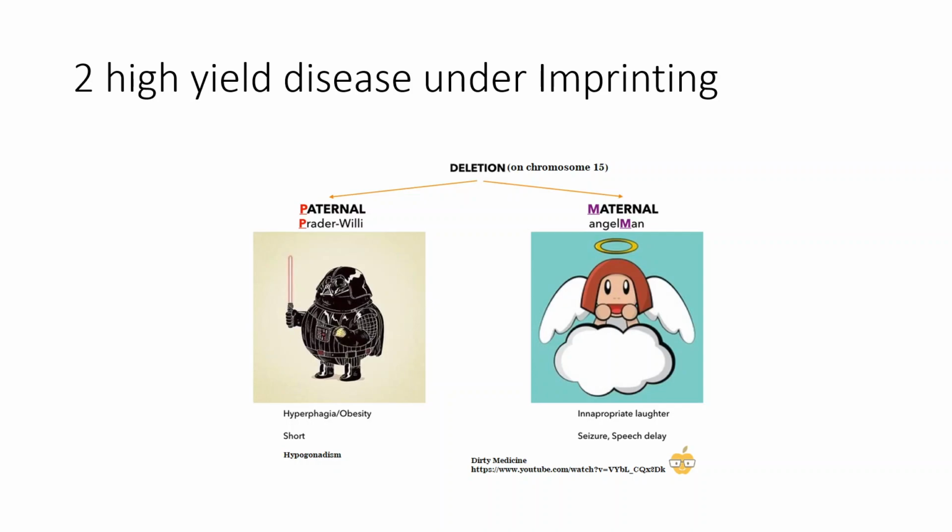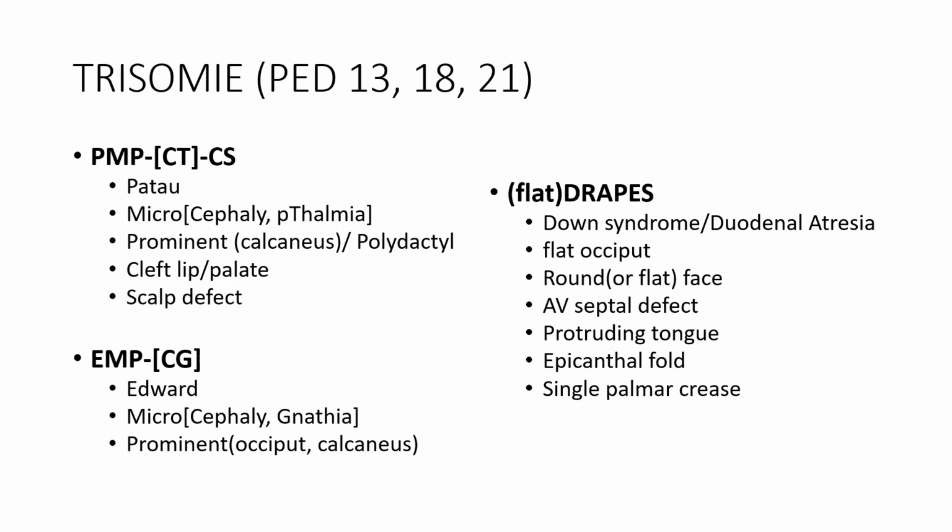The clincher for Angelman, this child keeps laughing. The child cannot stop laughing. Prader-Willi cannot stop eating, and Angelman cannot stop laughing. That's the thing about this. It's an imprinting, chromosome 15: when paternally inherited, Prader-Willi, when maternally inherited, Angelman.